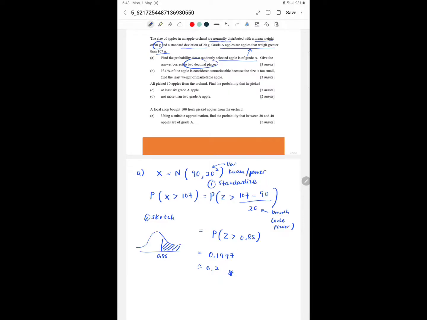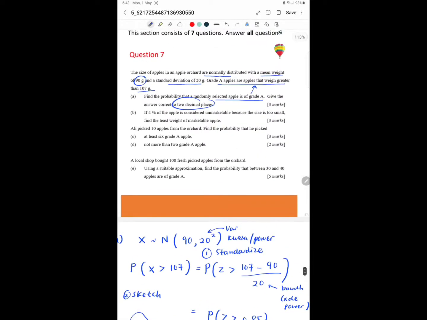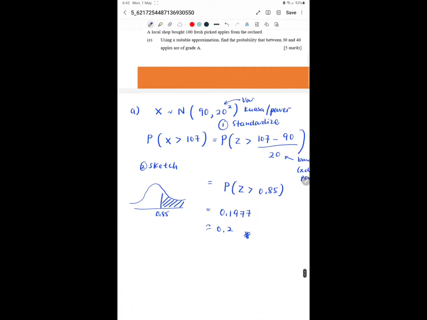Okay, next question is here we have 4% of the apples considered unmarketable because the size is too small. Find the least weight of a marketable apple. Alright, so question B.